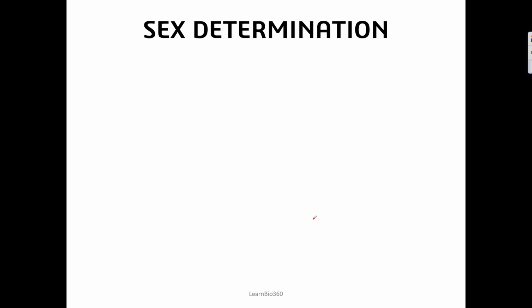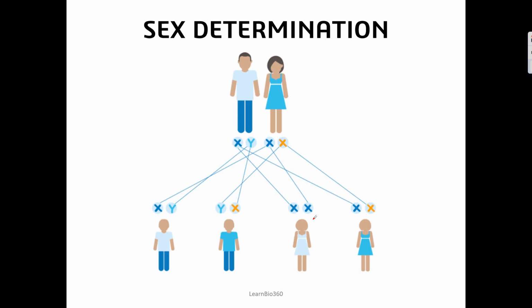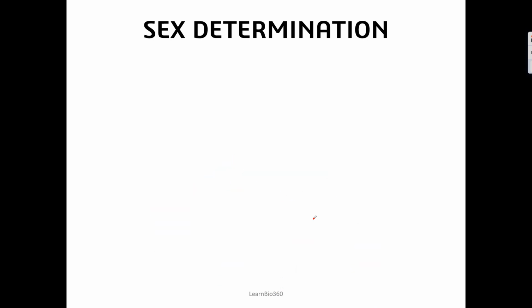So coming to the sex determination part. If you see here, males we represent as XY and females we write as XX. As the other 22 pairs are the same, we need not write them. Or we can also write it like this: 44 plus XY, 44 plus XX.